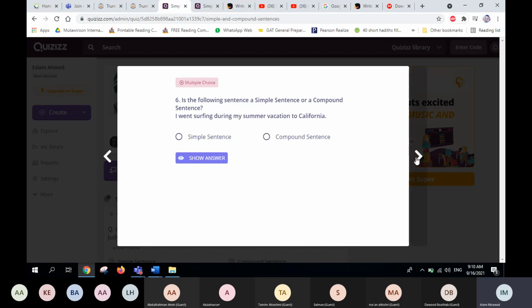So number 6, this is for Ali. Is the following sentence a simple sentence or compound? I went surfing during my summer vacation to California. Simple, yes, you've got one subject, one predicate. Okay, Abdullah. Yeah, simple, because it's just one predicate, the amazing sprinter.